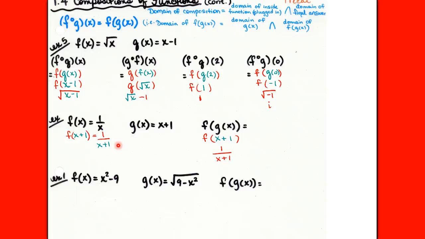And like the combinations, the more challenging part of this often is finding the domain. So let's talk about how we find the domain of a composition. It is not the same way that we found the domain of a combination. For the domain of a composition, you are going to find the intersection of the domain of the inside function, the one you plugged in, and the domain of the final answer.